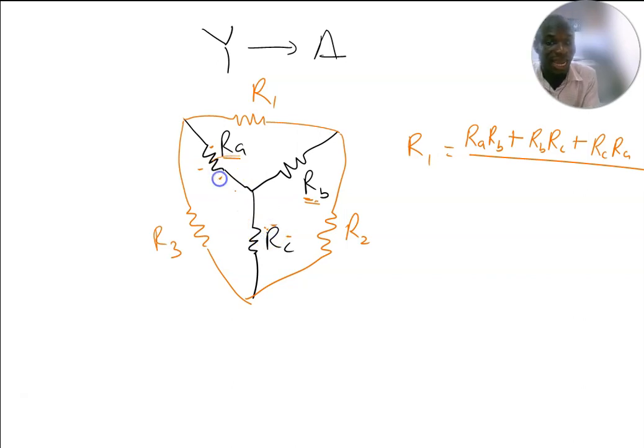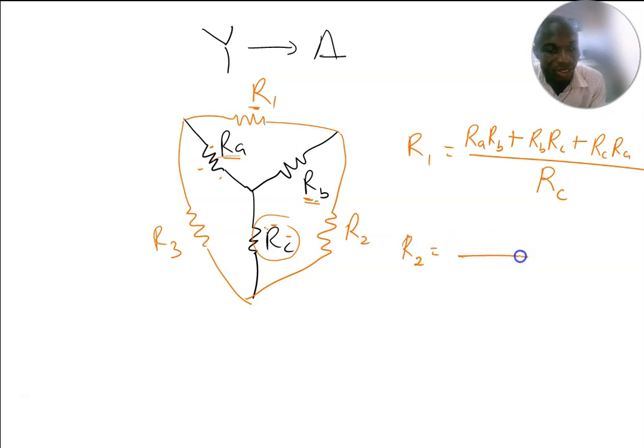And the denominator is the resistor which is far away from the resistor R1. So which of the resistors is far away from R1? That is RC. RC is far away from R1. So it's going to be all divided by RC. Very good. So what will be R2?